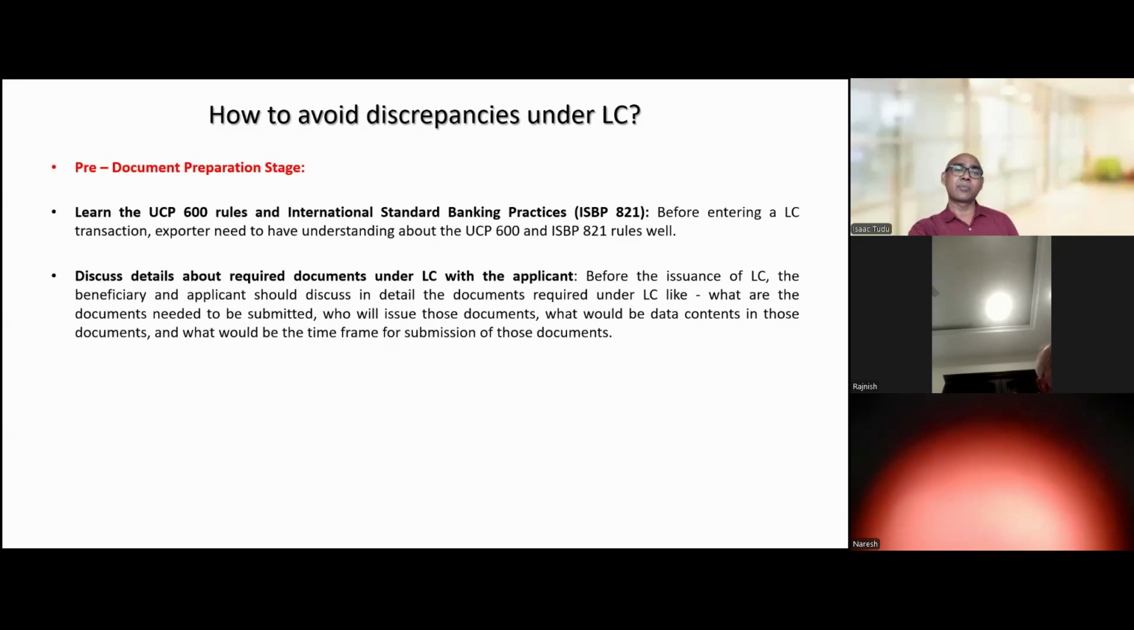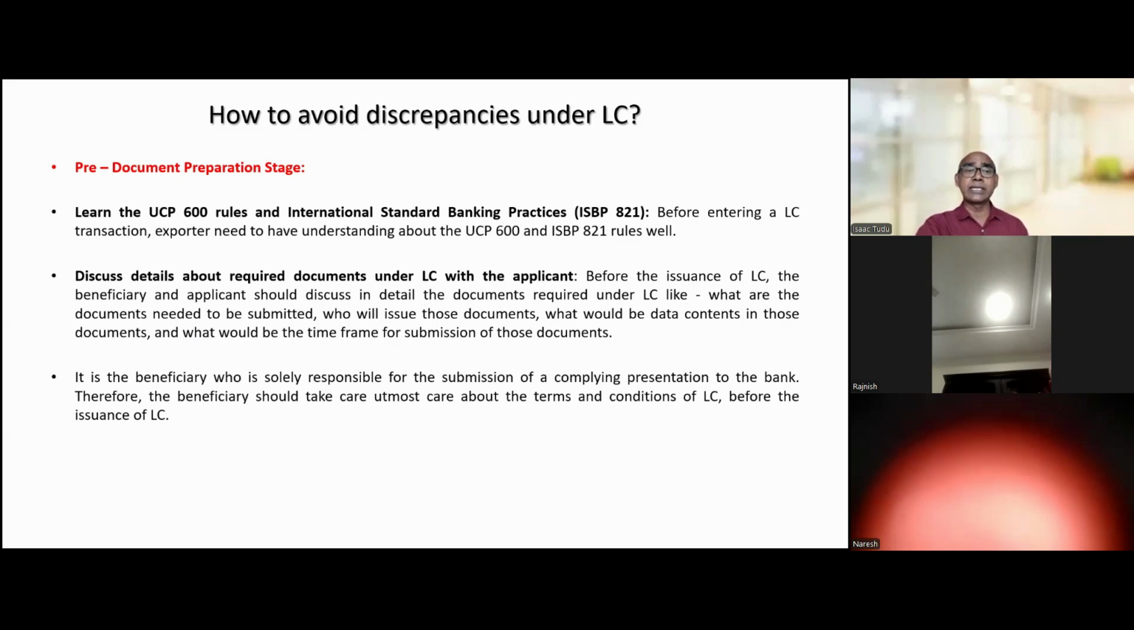And discuss details about required documents under LC with the applicant. Before you go for LC, discuss what things you want to be captured in the LC with the applicant, so that the applicant and you both can capture those things in the sales contract, and from the sales contract the applicant can fill up the LC application form, and ultimately the LC should have the same terms and conditions, right? It is the beneficiary who is solely responsible for submission of a compliant presentation, because you must get the payment under LC, and for that we must be able to submit documents according to the terms and conditions of the LC, isn't it?